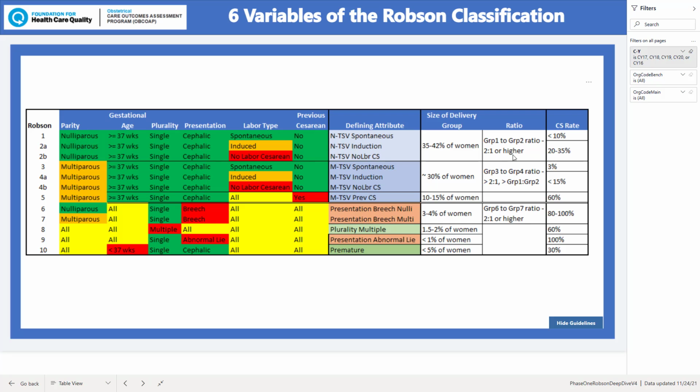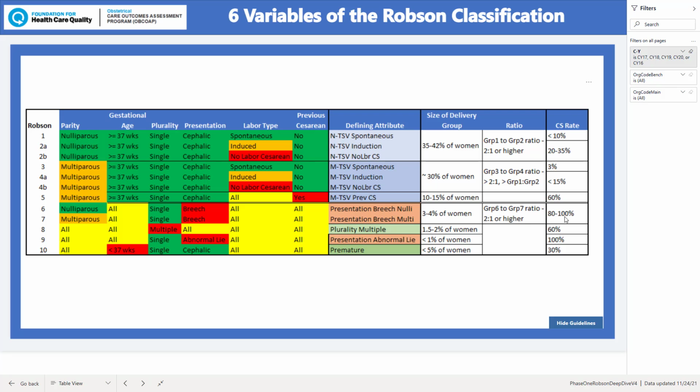Getting to cesarean rates for the NTSV population, spontaneous delivery should be less than 10%. For group 2, 20 to 35%. In groups 3 and 4, for spontaneous deliveries, that's group 3, it should be 3% or less, and for group 4, less than 15%. For group 5, the rate is much higher at around 60%, and this number can actually vary quite a bit, depending, for instance, on the policy of the hospital, on whether to automatically provide a cesarean for women who have had cesareans before.